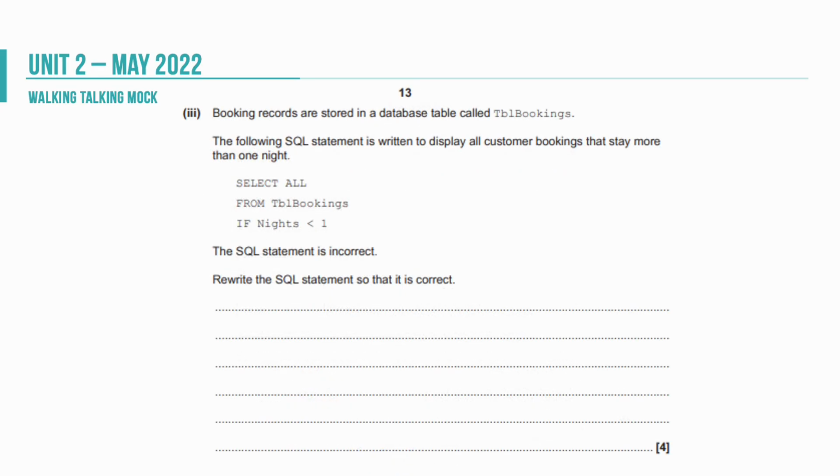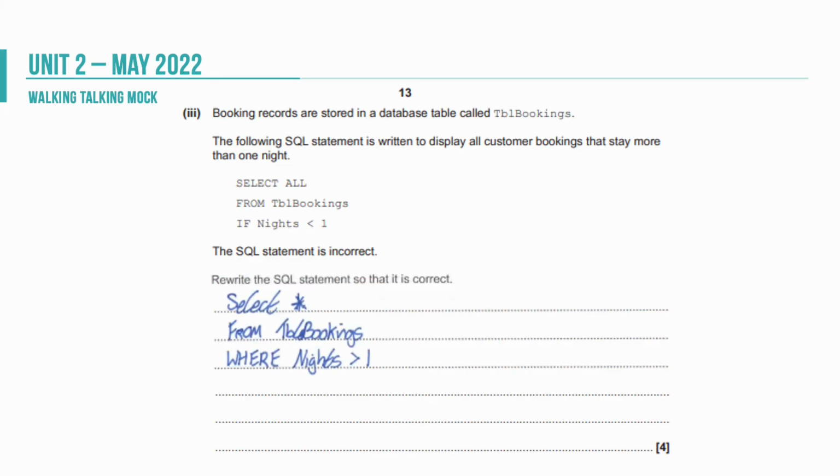Booking records are stored in a database called table bookings, TBL bookings. The following SQL statement is written. Select all from table bookings if nights less than 1. We need to recreate that as an SQL statement that is correct. Select star is going to be your first mark. From table bookings is going to be your second mark. The word where is your third mark, and then nights greater than 1, because in the example they've said less than, is your final mark.